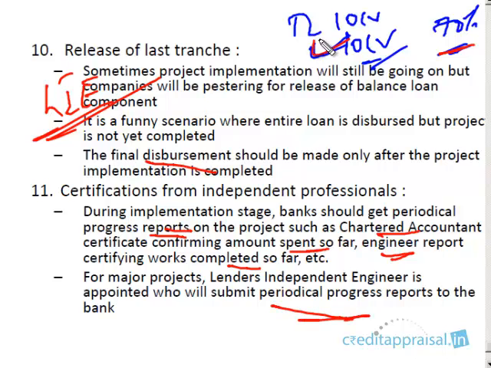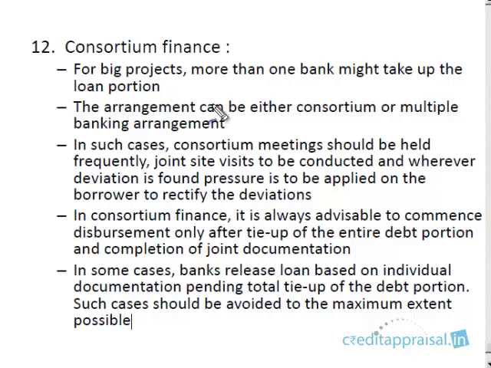Large projects are usually consortium accounts. So there will be a lender's independent engineer appointed for the purpose of tracking the progress of the project. Every quarter, or maybe once in 1 or 2 months, he'll be submitting the periodic progress reports to the consortium. Since that is an independent report, that's a good place to look at whether the progress is going as per the schedule or not. When it's a large project, usually it will be consortium finance, when more than one bank takes up the loan portion. That could be either consortium or multiple banking. We'll be discussing the difference between consortium and multiple banking in a later chapter.